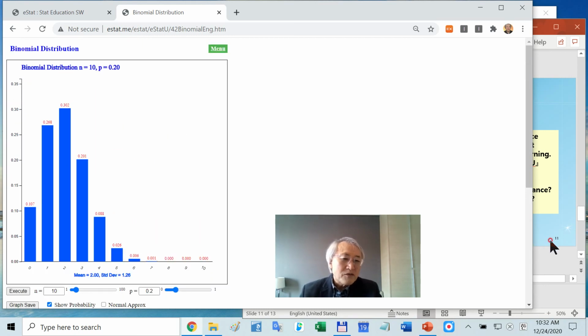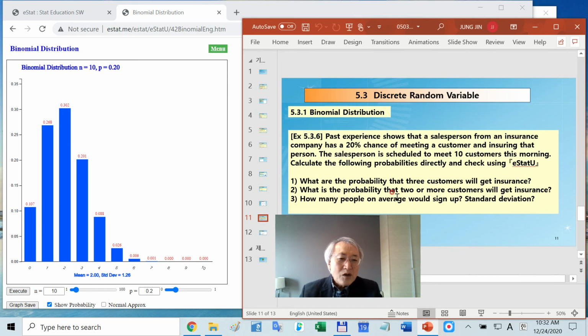What is the first question? What is the probability that 3 customers will get insurance? 3 customers means like this. So you can answer 0.21. Well, initially you may practice some combination formula, but once you understand what's going on, you can use E-stat easily.